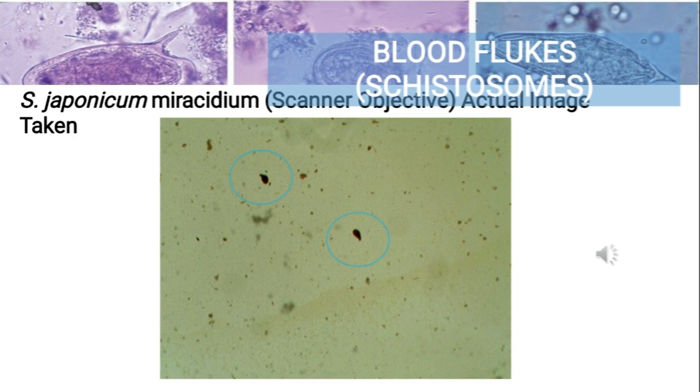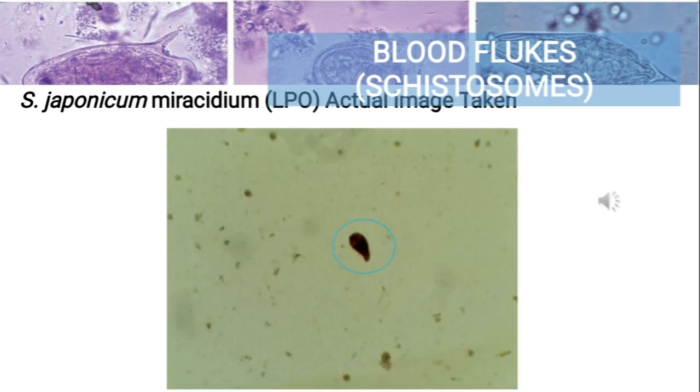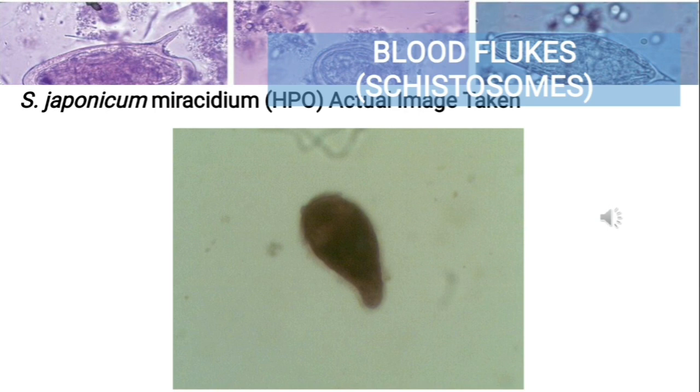This is also an actual image taken by me of a Schistosoma japonicum miracidium under the scanner objective. This is what it looks like under the low power objective. And this is how it looks under the high power objective.